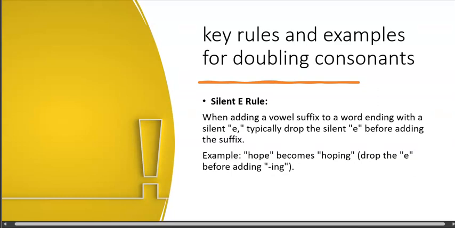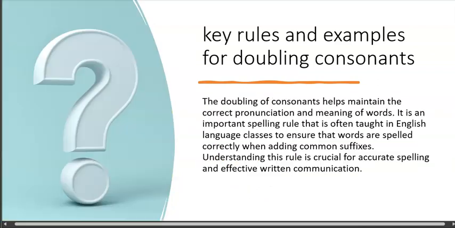So again, we have the silent e rule. When adding a vowel suffix to a word, for example, hope here, we end words with a silent e and drop the silent e before adding the suffix. So for example, hope becomes hoping, to show the continuous form, but we drop the e. So this is another rule here. Hope becomes hoping by adding ing.